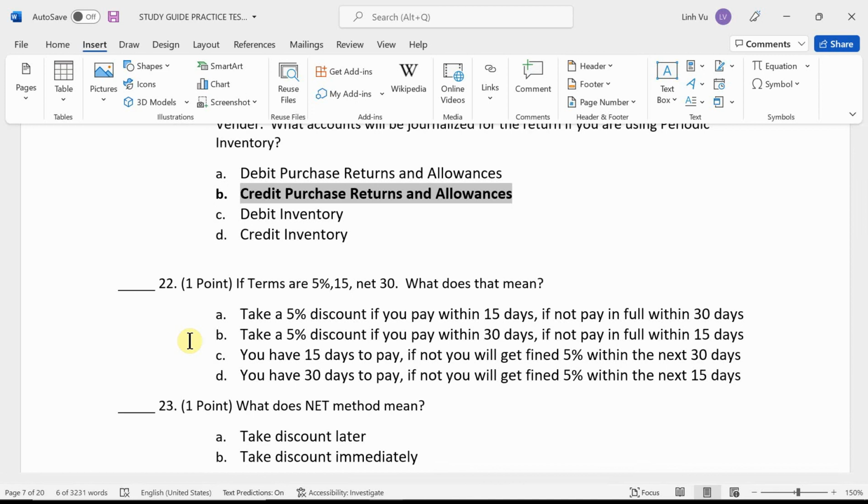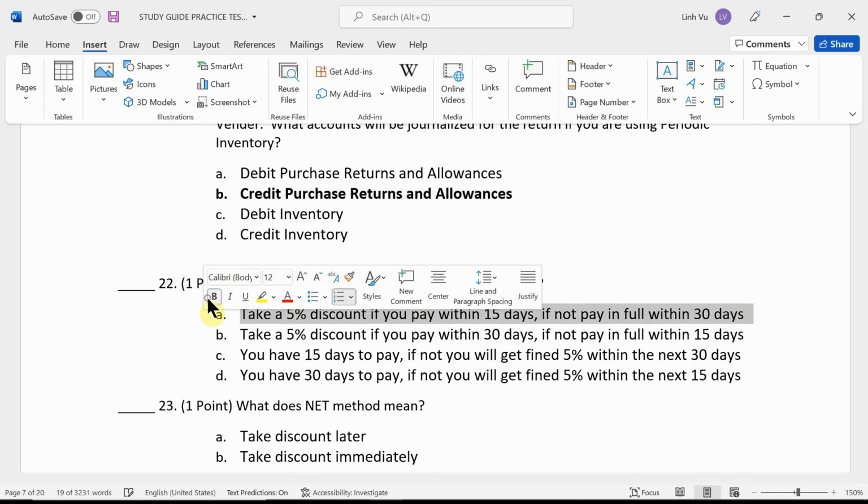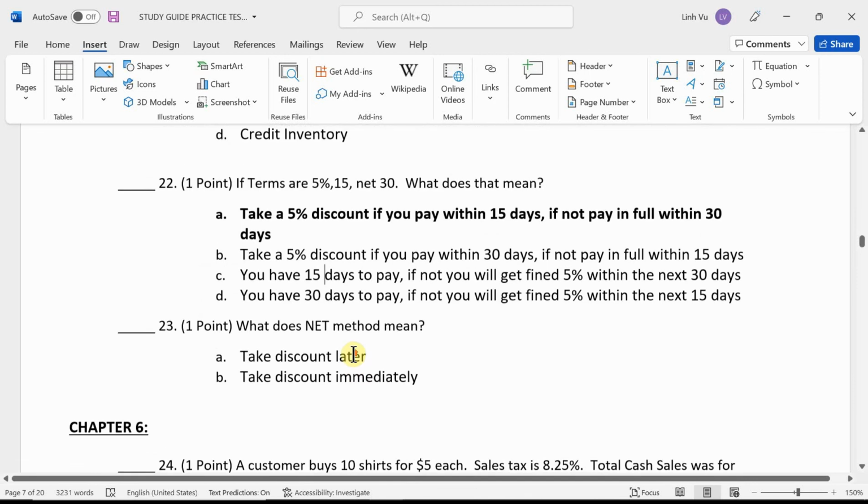All right, so 22. Okay, if terms are 5%, 15, net 30, what does that mean? A. Take a 5% discount if you pay within 15 days. If not, pay in full within 30 is correct. Okay. Number 23. Okay, what does net method mean?